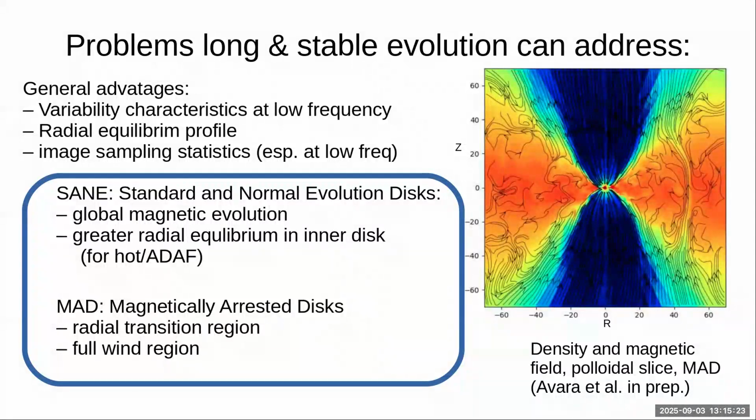Now, luckily, those don't happen 50% of the time, but how long-lived those transients are, these are very important. And so long simulations that are in a stable state really allow us to characterize that, both for SANE and MAD disks. But it goes further.